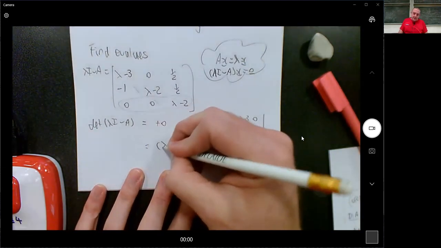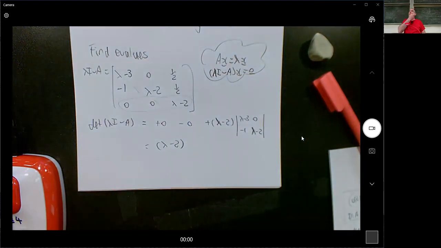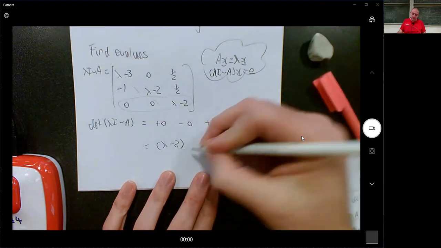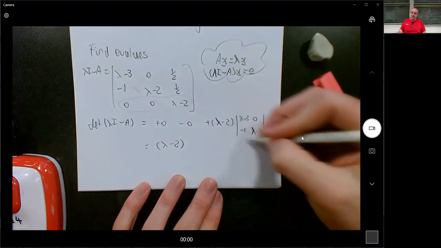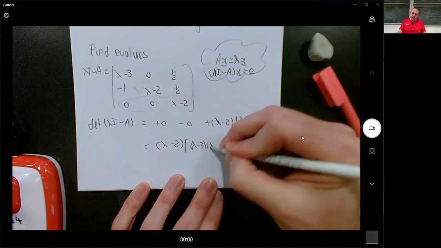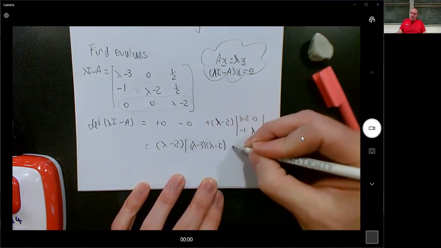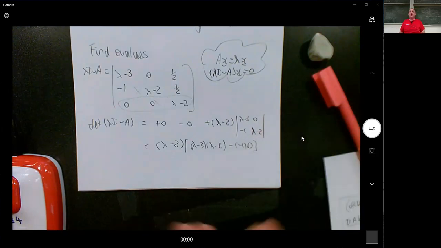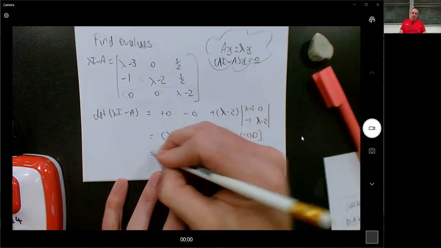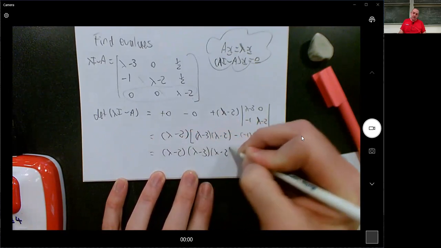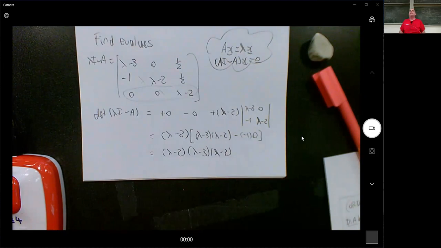Cool, and that's neatly factorized for me. And so the determinant of this matrix will be lambda minus 3 times lambda minus 2 minus 1 times 0, if just to do the whole thing. And so I get lambda minus 2, lambda minus 3, lambda minus 2. And look, it's all factorized for me neatly to begin with, and that's very pleasant.